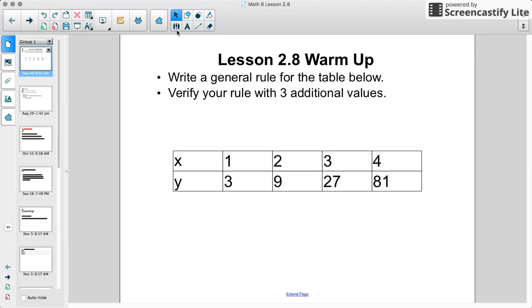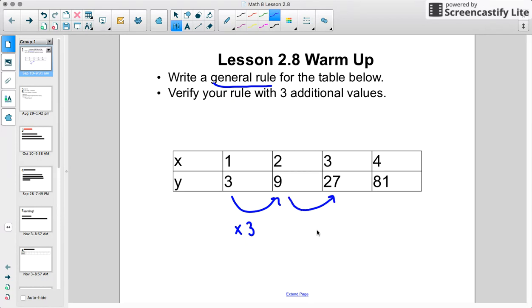It was very similar to our paper folding task. And let's just go ahead and try to write a general rule for this table. And so what we notice is each time this is being multiplied by 3. Okay. And so in this case, the general rule is this is basically 3, and this is 3 times 3, and this is 3 times 3 times 3.